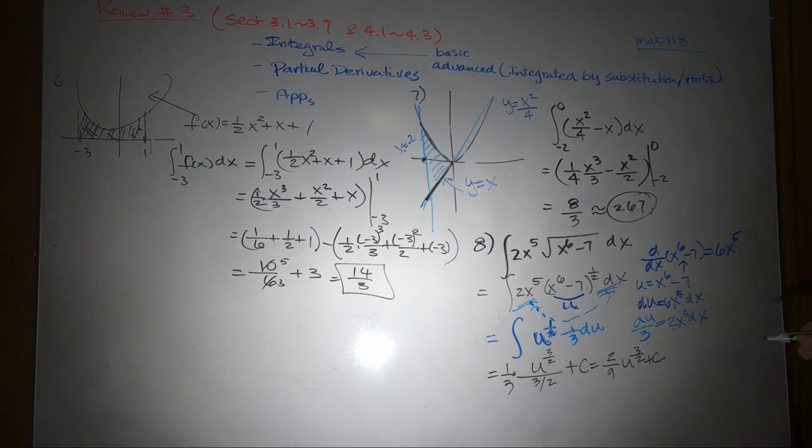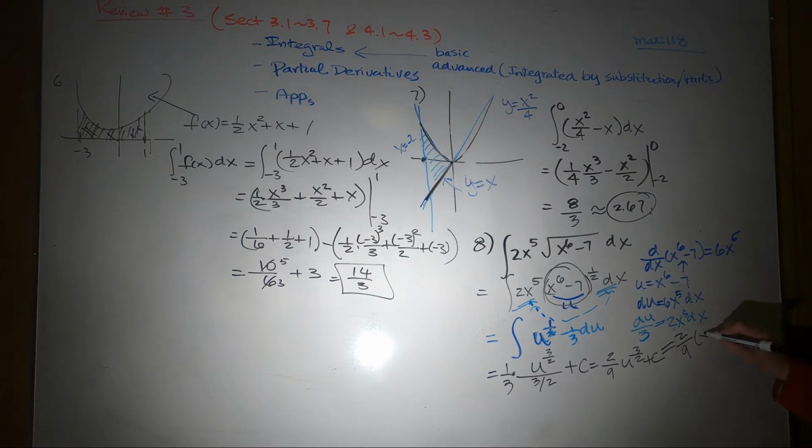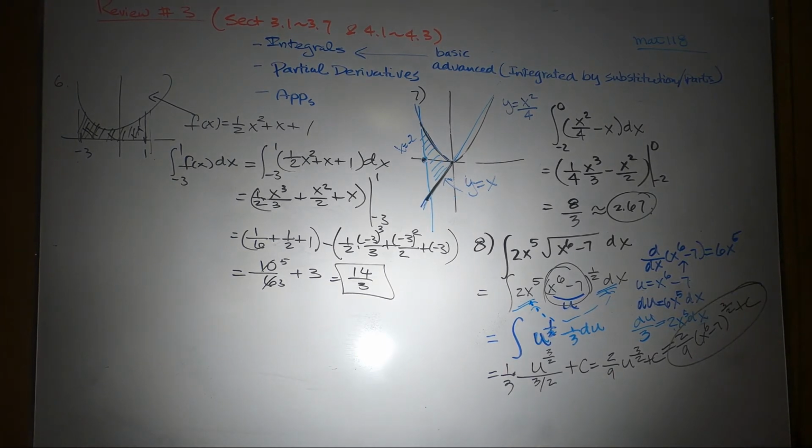And we have to put it back. The u is this one, right? So your answer will be what? 2/9 (x^6 minus 7) to the 3/2 plus c, right?